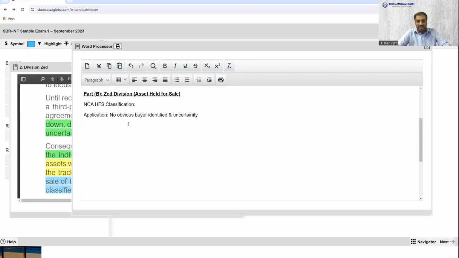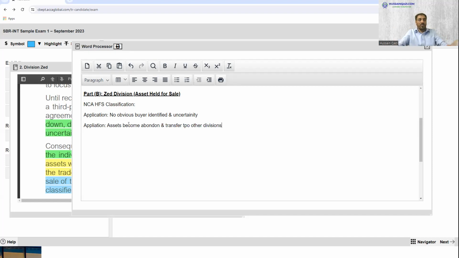Number two, application, another point. You need to connect the points. The assets of the Z division became abandoned and transferred to other divisions.